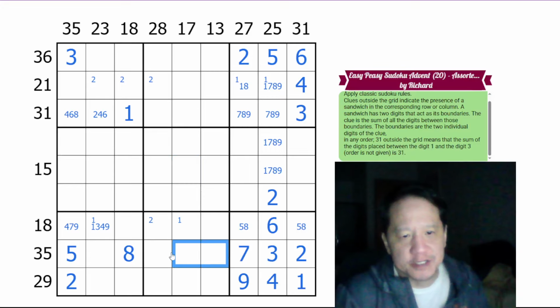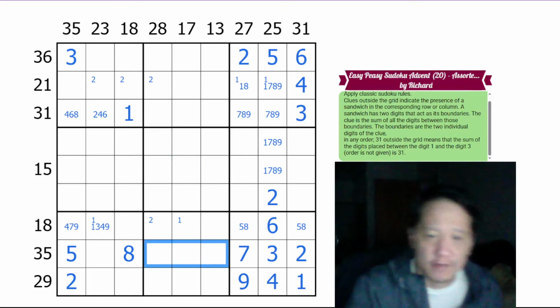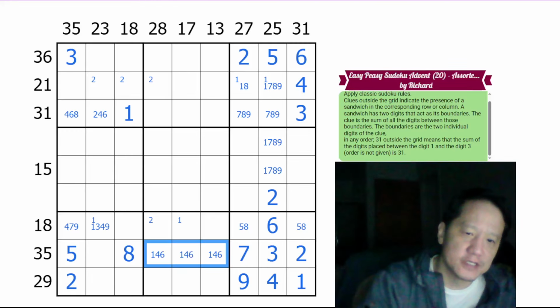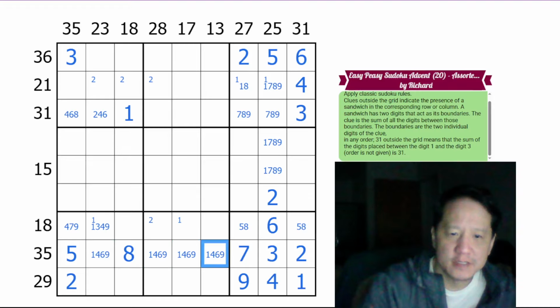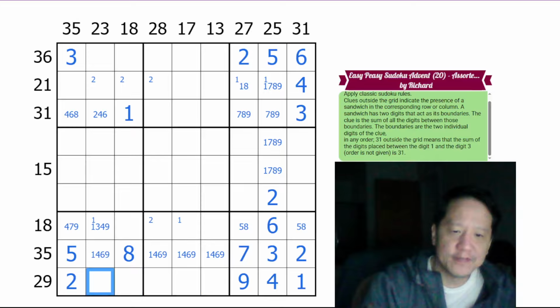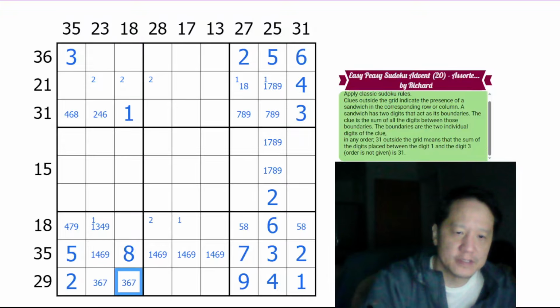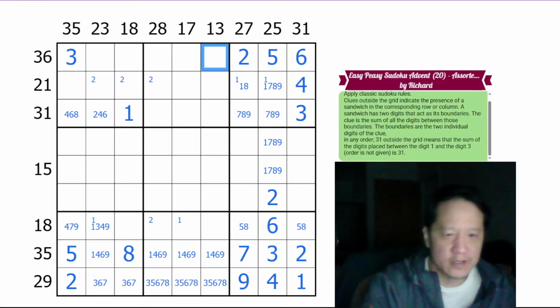Let's do remaining digits in row 8. We have 1, 4, 6, and 9. Okay. That seems fine. Remaining digits in row 9. We have 3, 5, 6, 7, 8. Okay, so this can't be 5 or 8. 3, 6, 7.